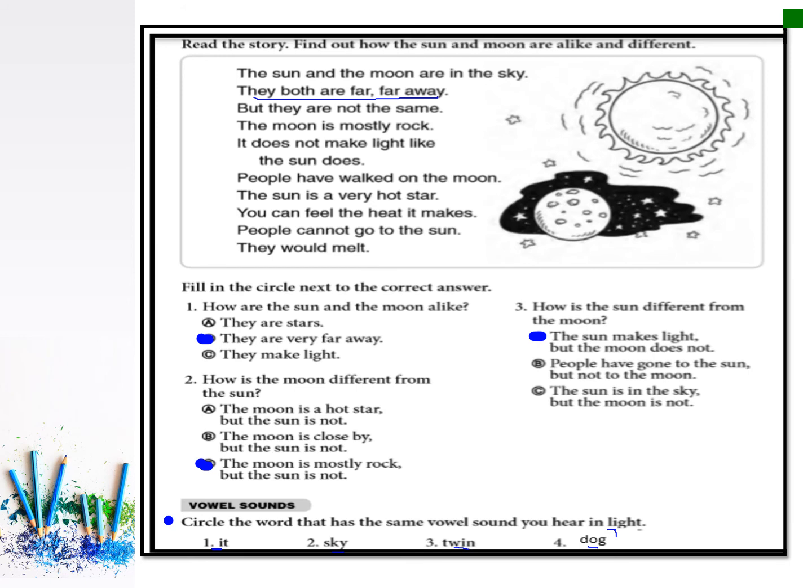So which word has the same vowel sound you hear in light? I. Sky, right? They have the same sound as in vowel I. Light, I, lie, sky. Good.